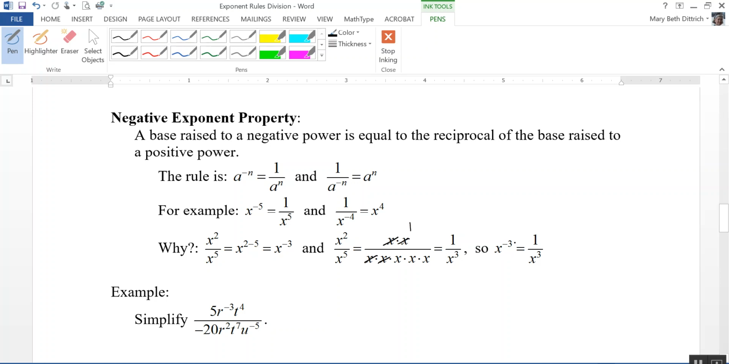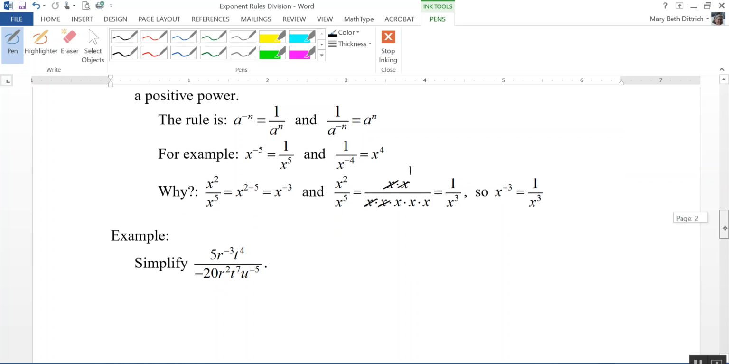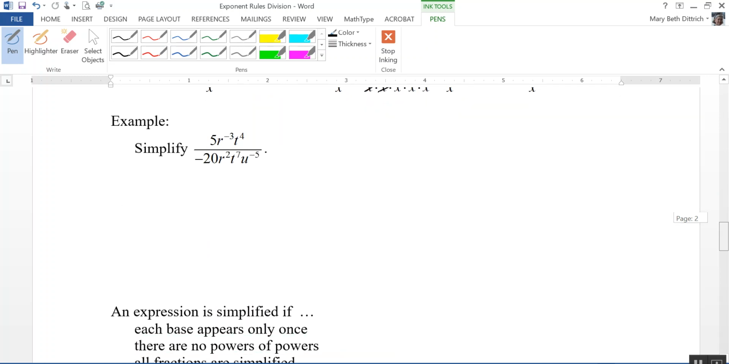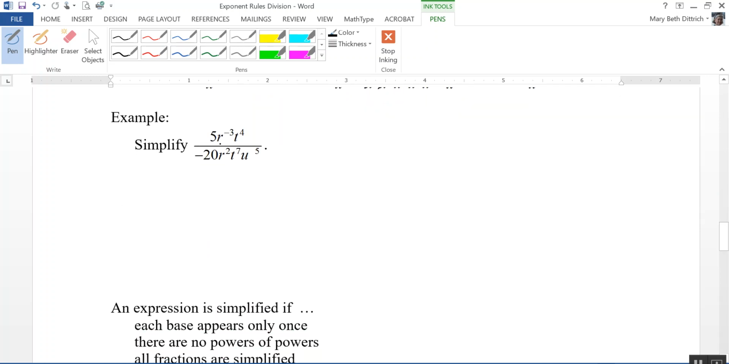So x to the negative third power is equal to 1 over x to the positive third power. So let's take a look at an example here. And these can get kind of tricky. So we have 5 r to the third t to the fourth divided by negative 20 r squared t to the seventh u to the negative fifth.